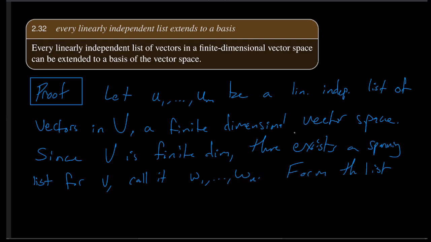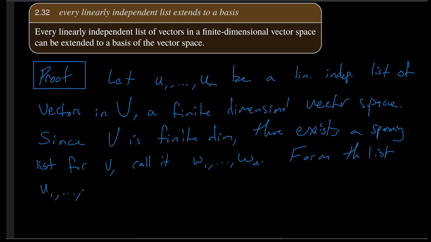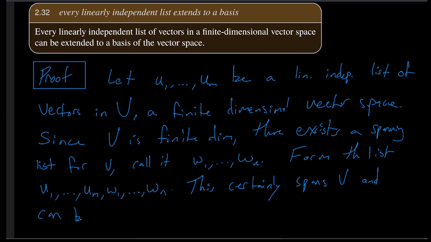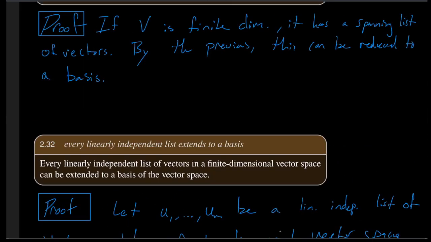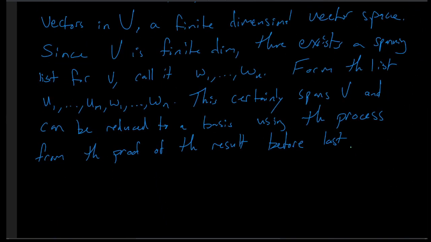Form the list U1 through UM, W1 through Wn. This certainly spans V, since it contains a spanning list. This certainly spans V and can be reduced to a basis using the process from the proof of the result before last. That is the one that we did just before this one up here. Okay, so this can be reduced to a basis.